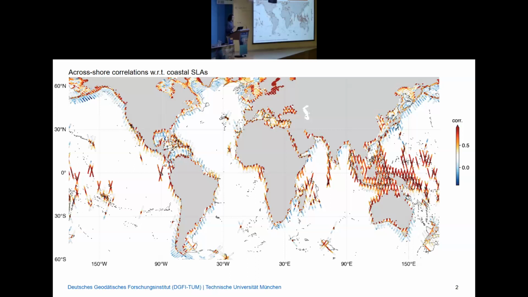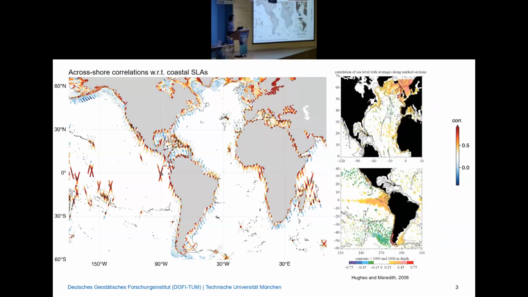And that sea level is indeed strongly coherent on the continental shelf is shown in this plot where I simply show correlations computed on along-track data with respect to the coastal data. So coastal data is here defined as the average in the first 10 kilometers to the coast. And we see that the 1,000 meter isobath strongly divides, or is highly correlated with, the decay scale of these correlations.